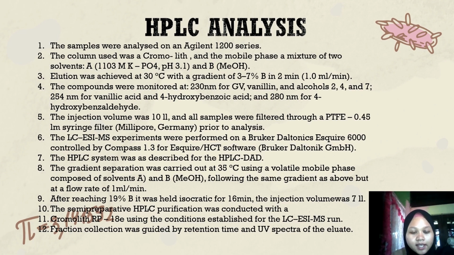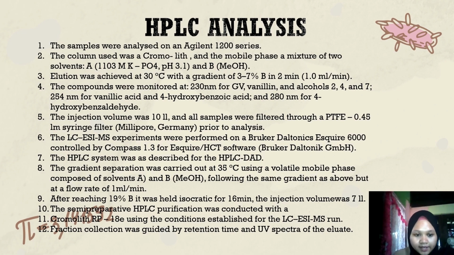Then the LC-ESIMS experiments were performed on a Bruker Daltonics Esquire 6000 controlled by Compass 1.3 SR HCT software. Number 7, the HPLC system was as described for the HPLC-DAD. Number 8, the gradient separation was carried out at 35 degrees Celsius using a volatile mobile phase composed of solvent A and B, which is MeOH, following the same gradient as above but at a flow rate of 1 ml per minute.